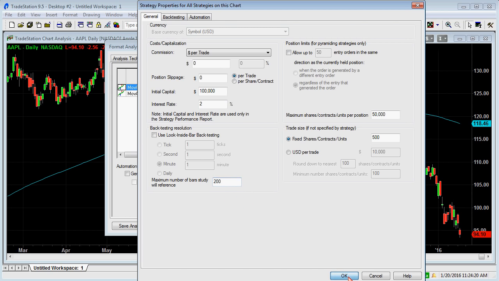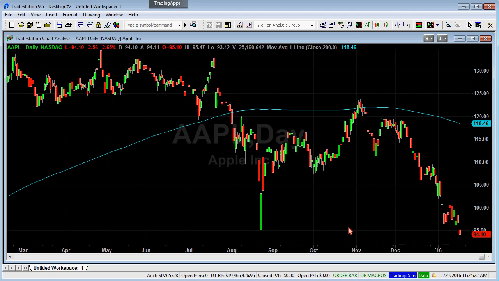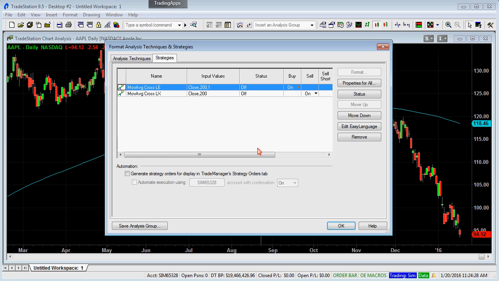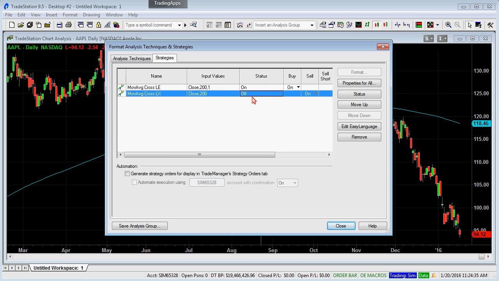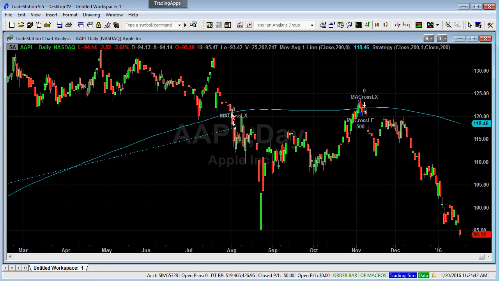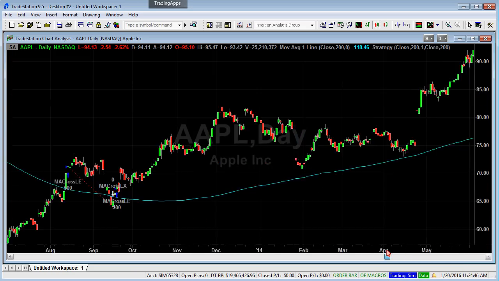This is 200 bars. I click OK, and then I click OK. Oh, I forgot to turn on the strategy. Let me go back to Format Strategy. To turn on the strategy, just highlight the strategy and click on Status here on the right-hand side. I click on the second one. I click on Status again, and you can see how the status is turned on. Click on Close, and now I see my exits and I see my entries based on a 200 bar moving average.